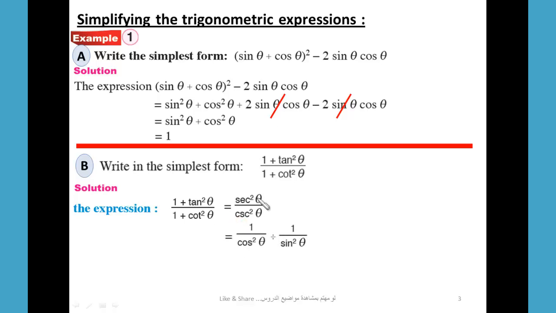Now we change this form to sine and cosine. Sec square theta equals 1 over cosine square theta. Divide, we write divide. Cosec square theta is 1 over sine square theta, because the reciprocal of sine square theta is cosec square theta. So cosec square theta equals 1 over sine square theta.